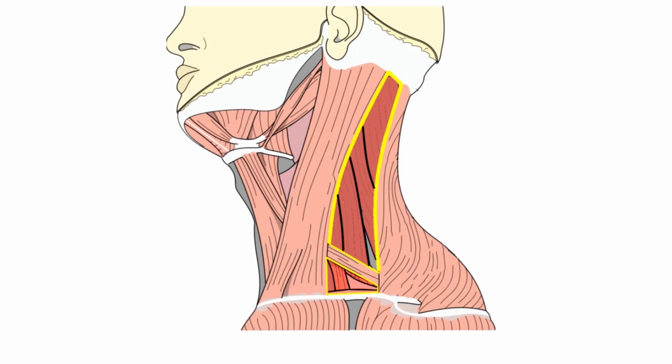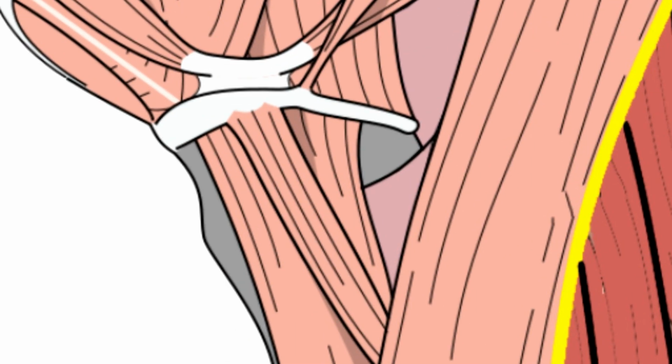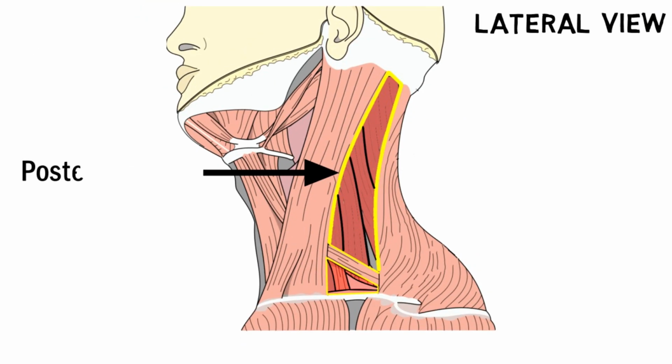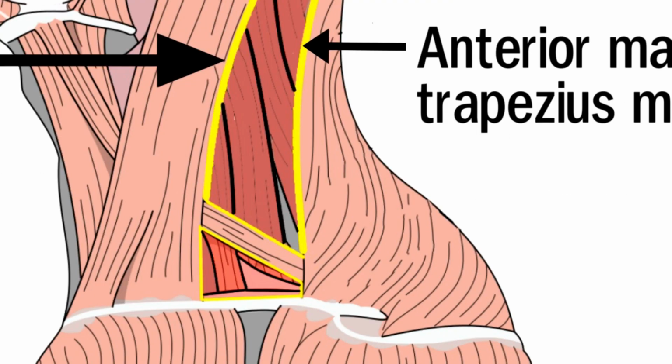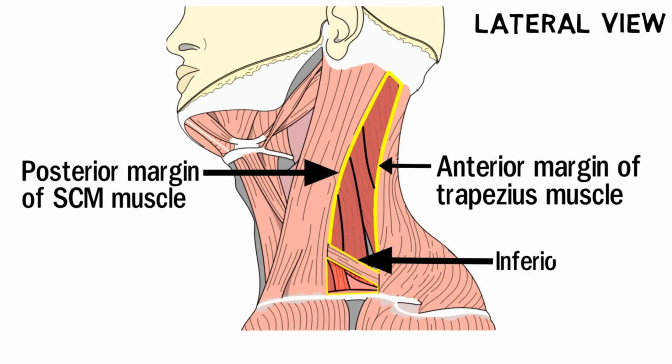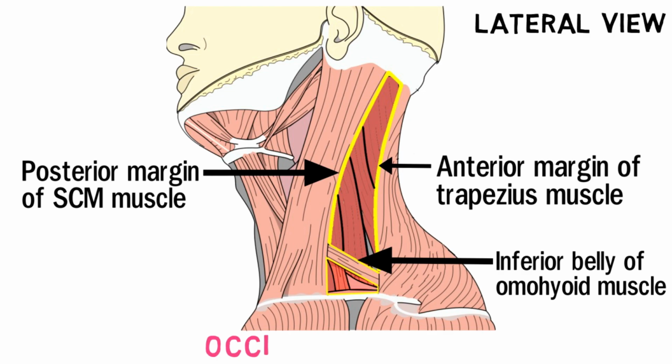Let's have a look. Again, this is the lateral view of the neck. This is the anterior border, formed by the posterior margin of the sternocleidomastoid muscle, same as the omoclavicular triangle. This is the anterior margin of the trapezius muscle, which forms the posterior border. And this is the inferior belly of the omohyoid muscle, which forms the inferior border. So this is the occipital triangle.